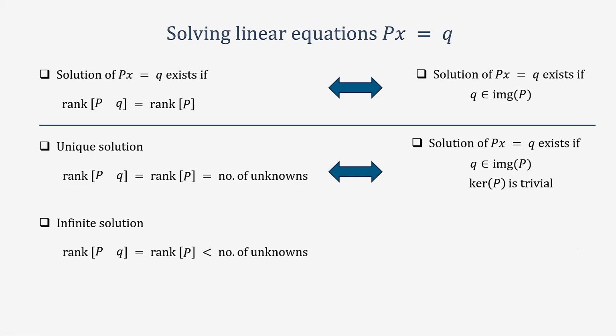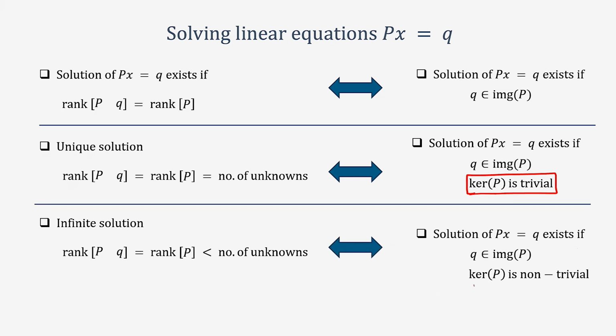Further, suppose Q belongs to the image of P, then I know that it will have a solution. Then the question is, will it have a unique solution or infinite solutions? It will have a unique solution if the kernel of P is trivial, which means the kernel of P is nothing but only the 0 vector. And you will have infinite solutions precisely when the kernel of P is non-trivial. So, you see the rank ideas that you already know can also be told from the perspective of subspaces.